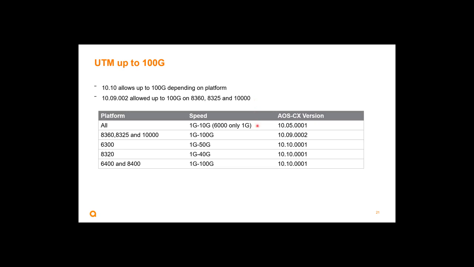We all know that we do support 1 gig to 10 gig as of 10.05.001, apart from the 6000, which only has 1 gig ports anyway. Then up to 100 gig was supported on the 8360, 8325 and the 10K from 10.09.002. And now we've introduced the 6300 from 1 gig to 50 gig, the 8320 from 1 gig to 40 gig, and 6400s and 8400s from 1 gig up to 100 gig.